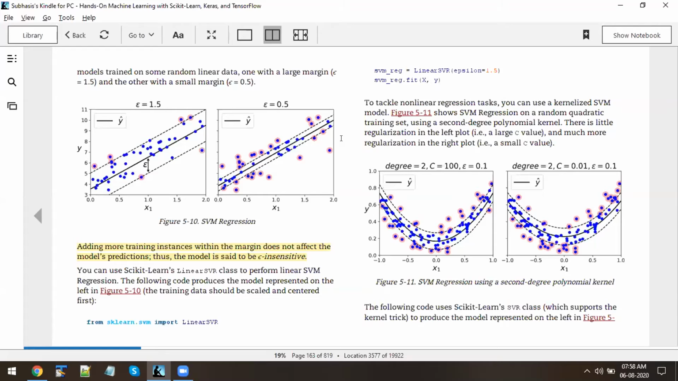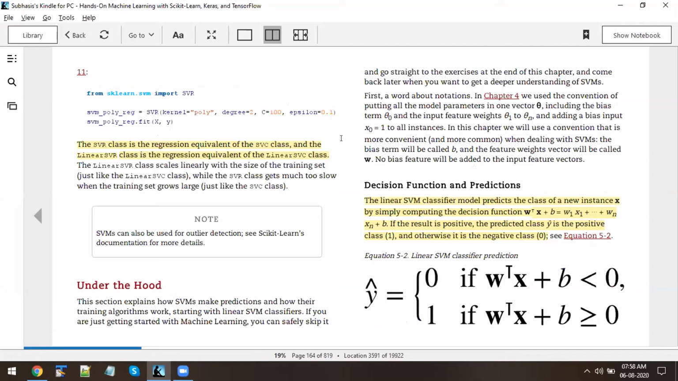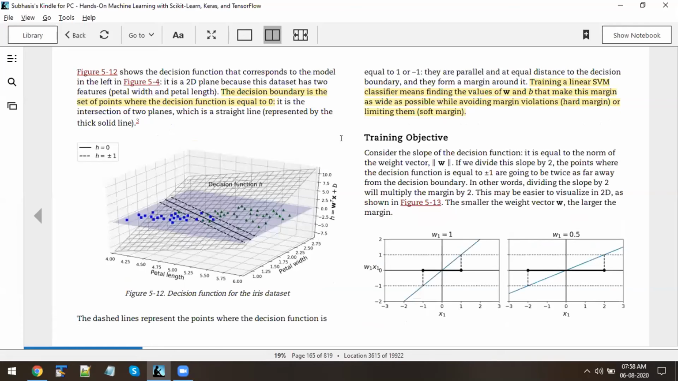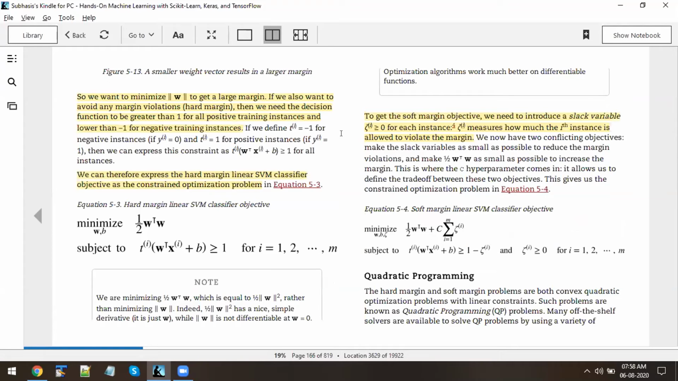If you look at equation 5.4 on page 167, or if you have the Kindle version, it's right above the section on quadratic programming. You can see the equation: you're trying to minimize the squares of the weights plus the C term, C times the sum of all the slack. But I think what Srinivas said is right, that increasing C decreases regularization. It's just that I don't see how that works.